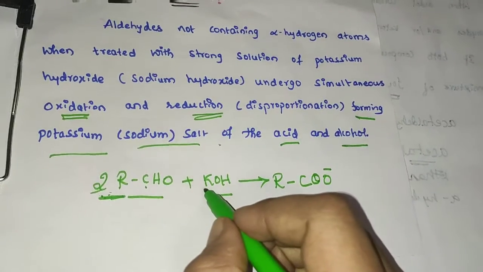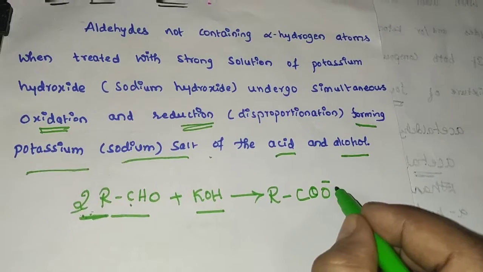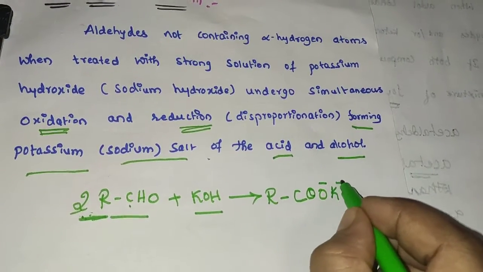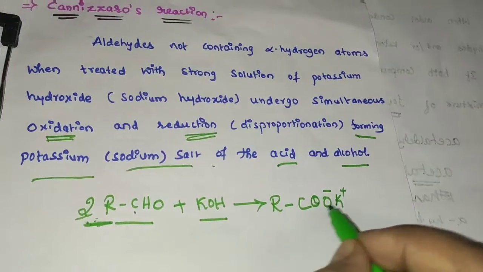So which type of element will have positive ion? It indicates that K. So we have to represent K here. So this is called the potassium salt of the acid.